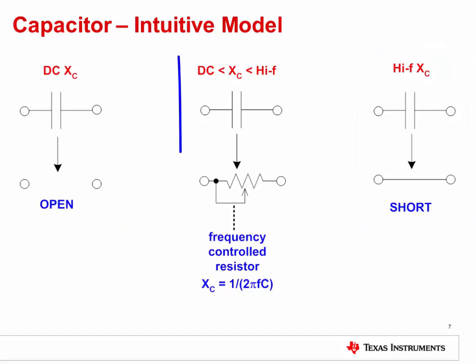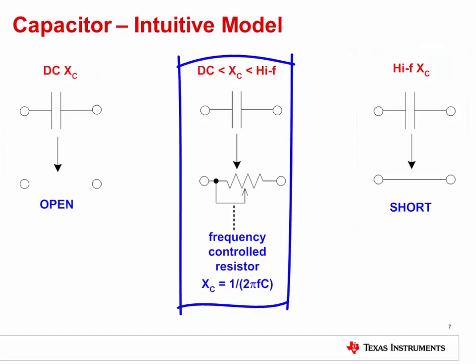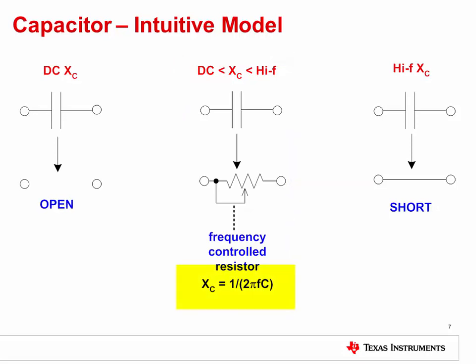In between, the capacitor will be viewed as a frequency-controlled resistor, with a 1 divided by 2 pi Fc decrease in impedance as frequency increases. Knowing these basic relationships helps when drawing and analyzing Bode plots.